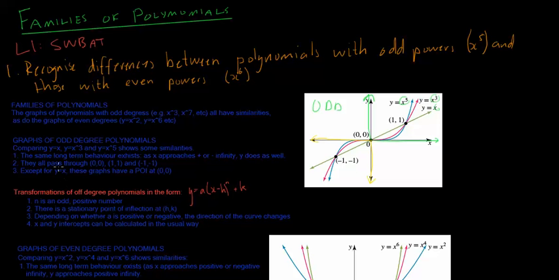The other thing to note is that they all pass through (-1, -1), (0, 0), and (1, 1), and they all have a stationary point of inflection at the point (0, 0), except for y = x, because it's a straight line. But of course, we can transform this and make it change a little bit. And it's relatively easy to do when it's in this form here.